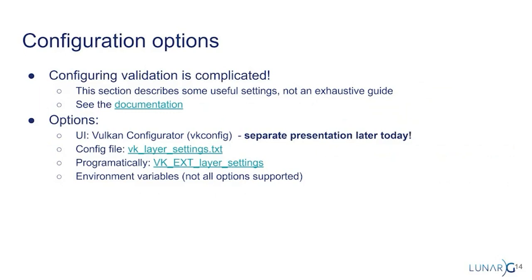Again, vkconfig is the easiest way to configure validation. There's also a configuration file, which vkconfig writes. There's an extension that lets you set all this in your own code. You can have your own debug options. And then there's environment variables, which are super convenient, but aren't fully covering all the configuration options.